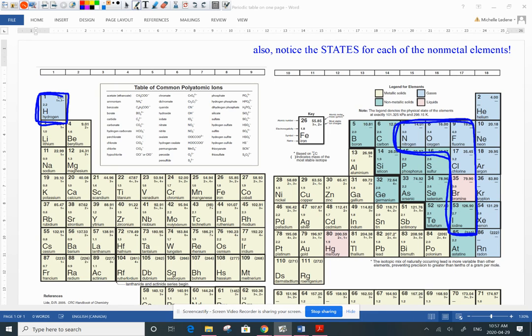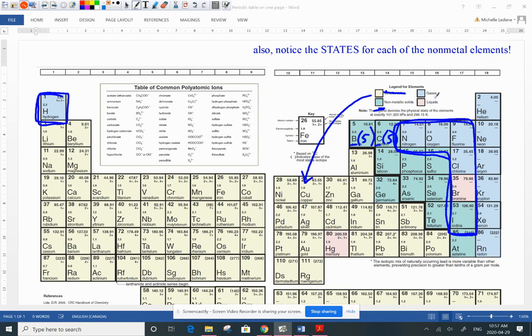So we're not concerned about the metallic solids. These are all the ones in here, the metals, but we're looking at the non-metals. So we can see the non-metallic solids. So boron is a solid, carbon is a solid, and those are monoatomic. There's only one atom there.